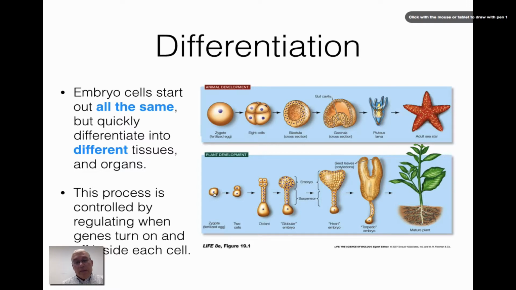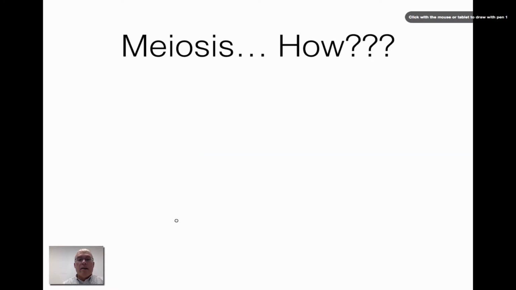Down here, same thing happens in plants. Here we have the fertilized egg of a plant that's going to go through a similar process to produce an adult plant with all of its differentiated tissues and organs like roots and leaves and stems and mesophyll and epidermis and all the things that we've mentioned in other classes. So the process of differentiation is important because it turns a stem cell into different types of cells. And the process of differentiation is controlled or regulated by the switching on and switching off of different genes inside of each cell as it differentiates. Pretty cool stuff. All right, so now let's look at how meiosis actually happens.